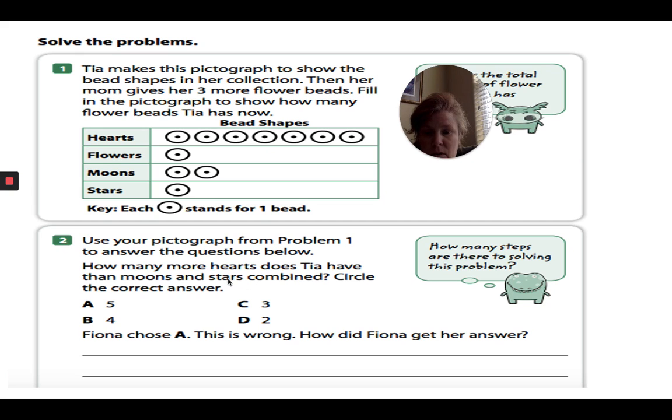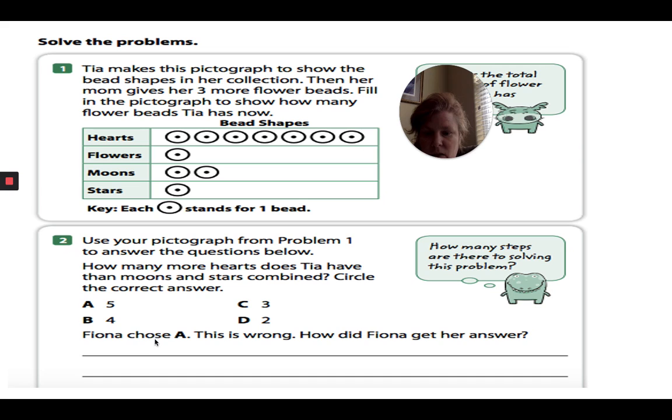So you're going to put moon and stars and add those together and subtract it from the hearts, because these 2 are together and this one is by itself, and they want to know how many of those 2 compared to this one. So when you're comparing, remember we subtract. So you just do the problem over here and then answer it here.